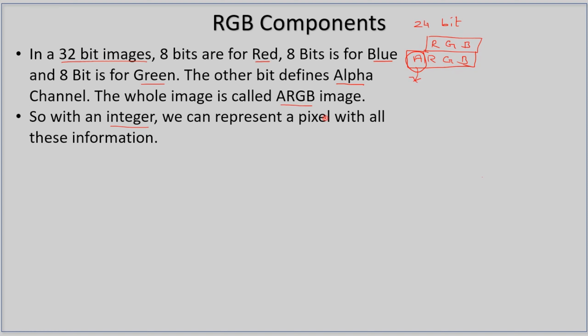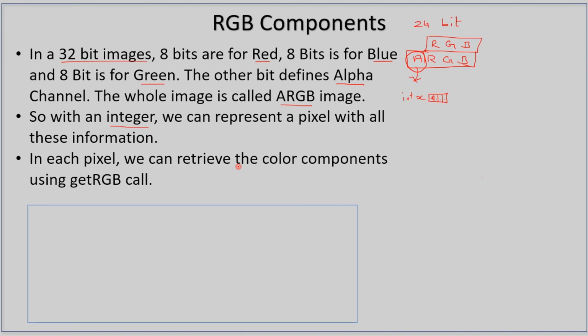So we can represent a pixel with all this information. That means one pixel we can store in one integer. The integer has 4 compartments or 4 bytes, and in one integer, say integer x, we can store one pixel's information. That means we can store R, G, B as well as alpha. In each pixel we can retrieve the color component using the getRGB call.